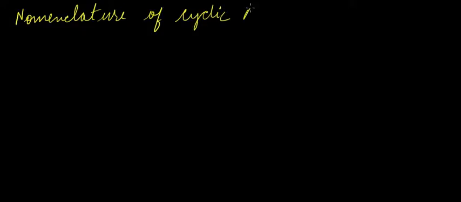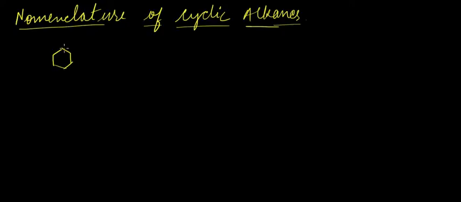Okay, so in this lecture we'll be covering nomenclature of cyclic alkanes. Let's suppose we have a compound like this, substituted with a CH3 group. So its name would be methyl cyclohexane or 1-methyl cyclohexane.